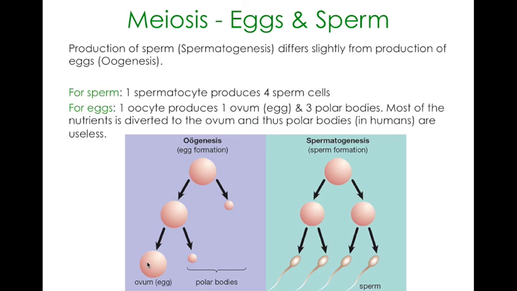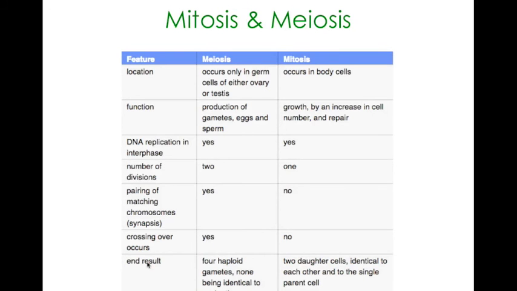because that is the primary cell in which the zygote forms, right? So here's a summary between mitosis and meiosis. Mitosis occurs mostly in your body cells, whereas meiosis will only occur in the germ cells in the ovaries or the testes. The function of mitosis is for growth, increasing cell number and repair. The function of meiosis is the production of the gametes, the egg and the sperm. DNA is still replicated in the interphase, so you still have 92 chromosomes at the start of the mitosis phase and the start of the meiosis phase.